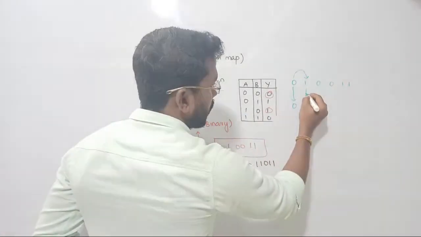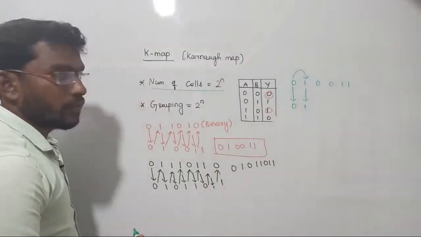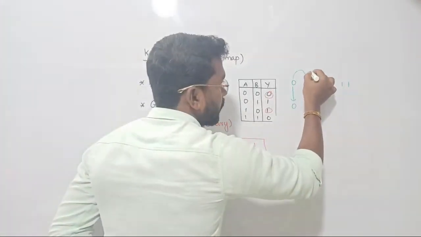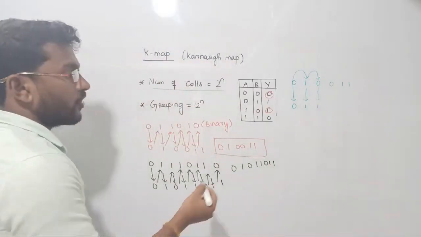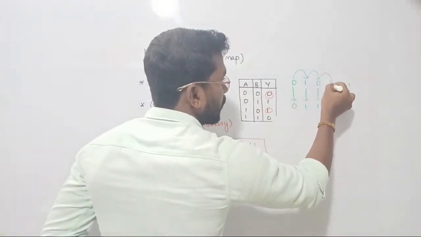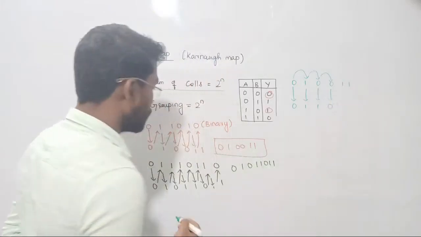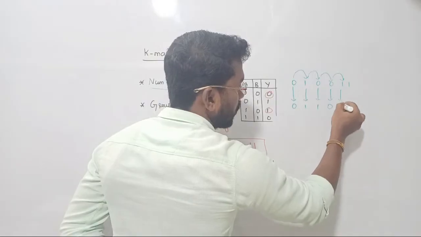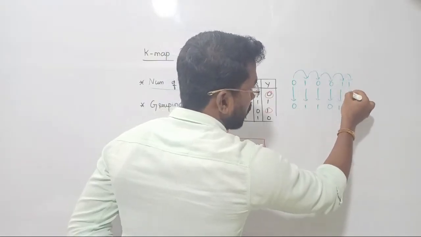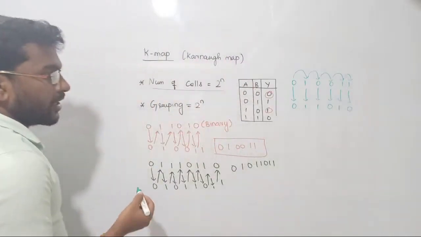0 1 will give you 1. Again perform XOR operation between these two. 1 0 will give you what? 1. Again perform 0 0. 0 0 will give you what? 0. 0 0 will give you 0. Again 0 1 will give you 1. Again 1 1 will give you 0, right? Am I getting the same sequence?